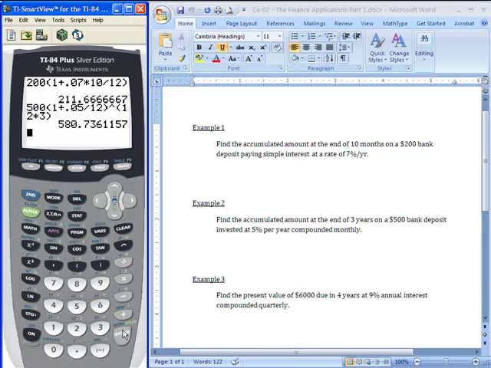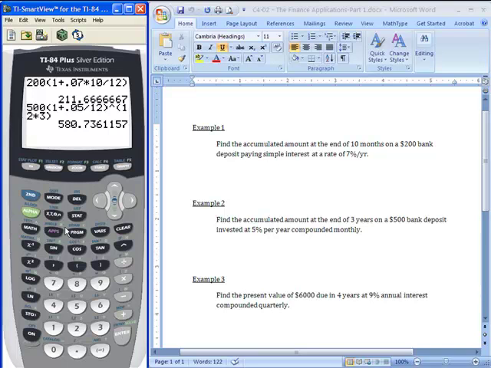If we press enter, the calculator works out to be $580.74, again rounded to the nearest penny. So after 3 years, our $500 is now $580.74. You can also think of this as having earned $80.74 interest over the 3 years.